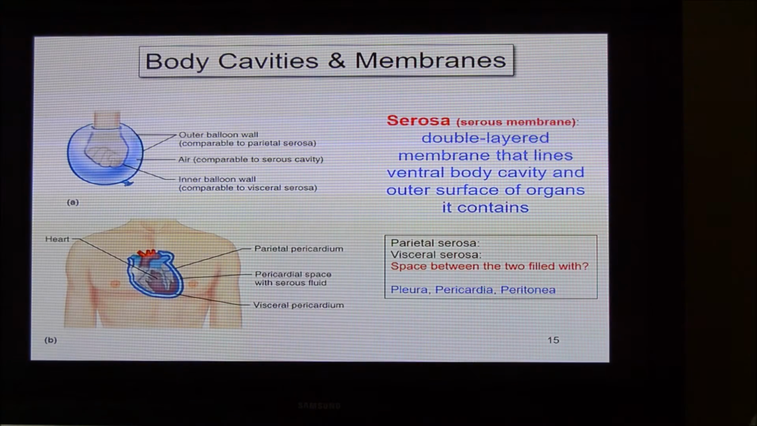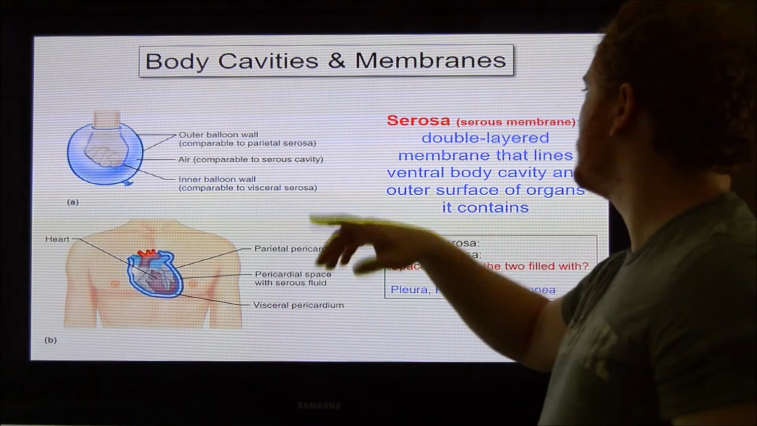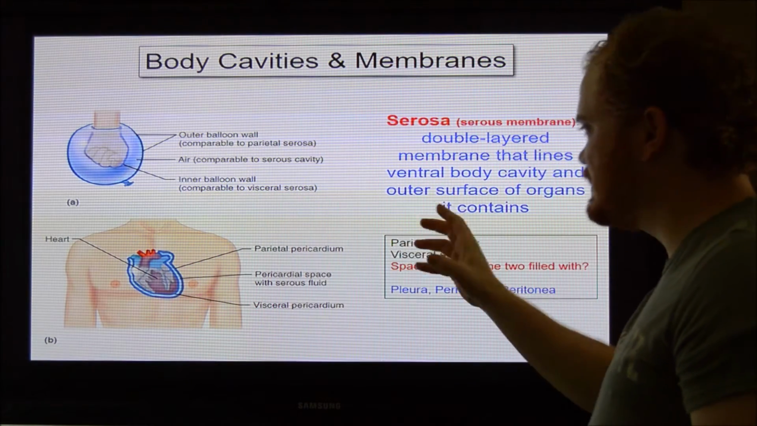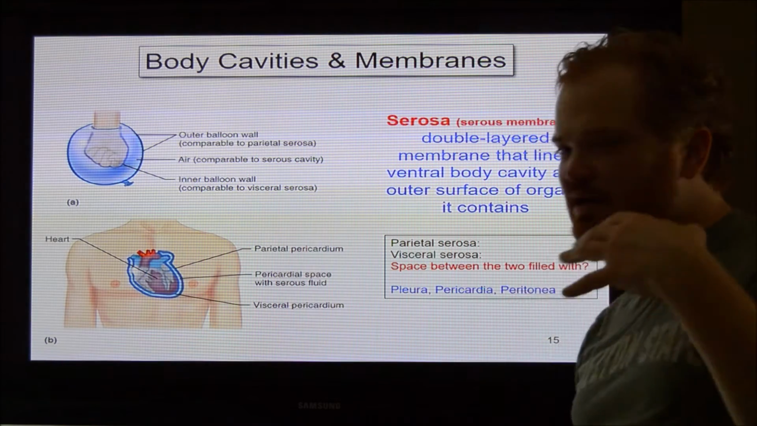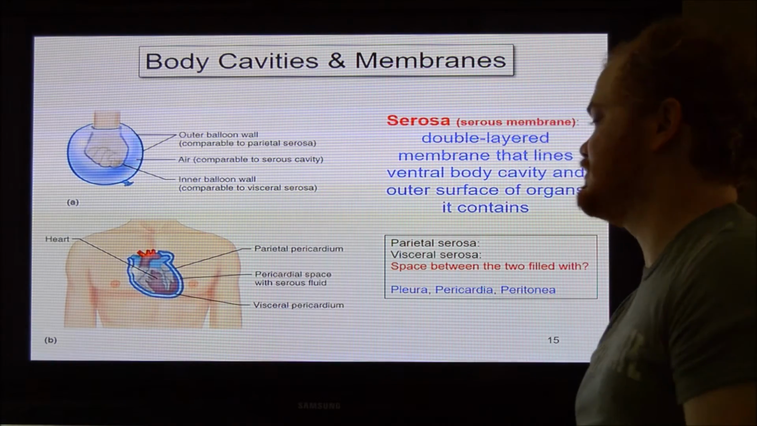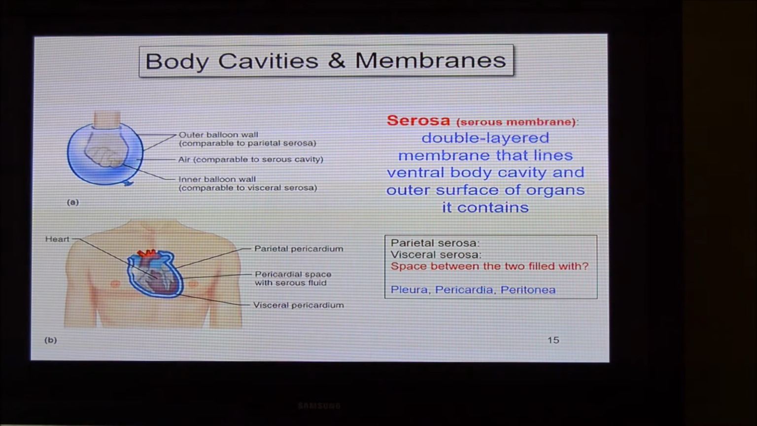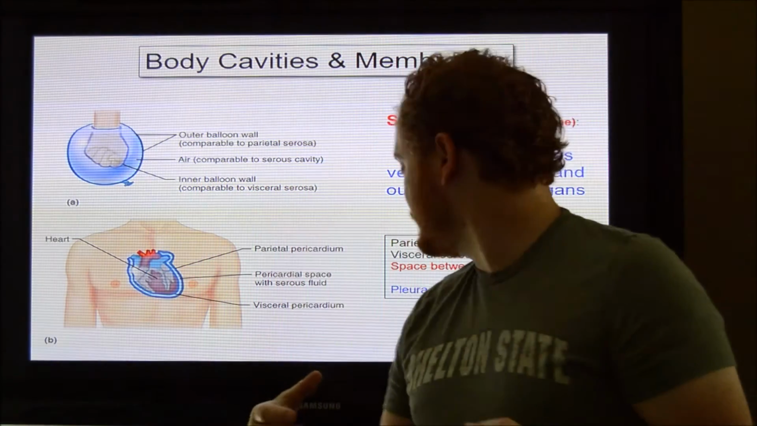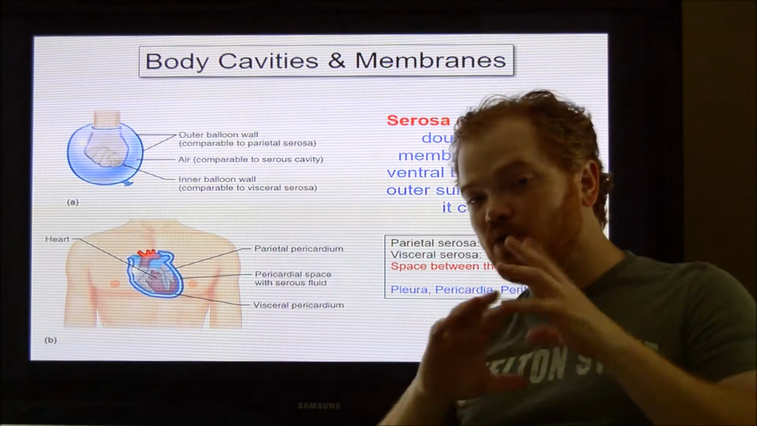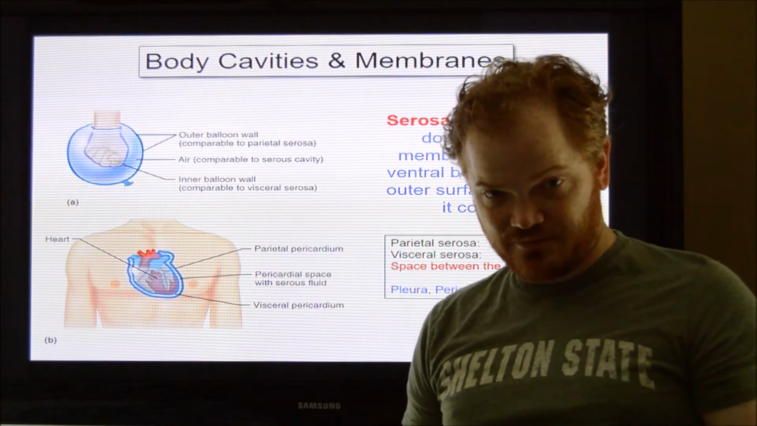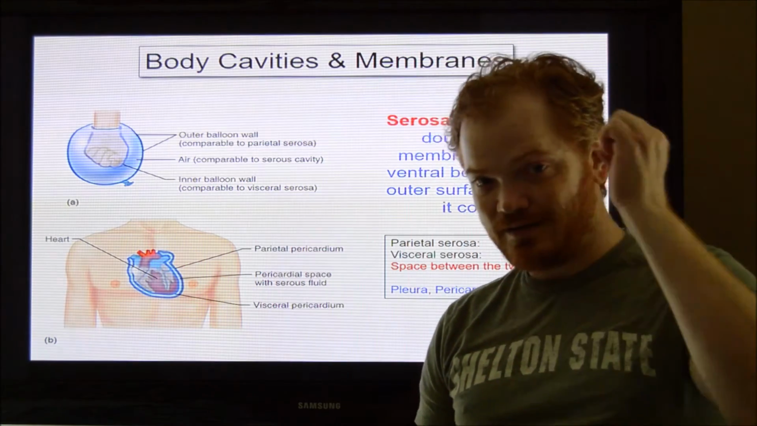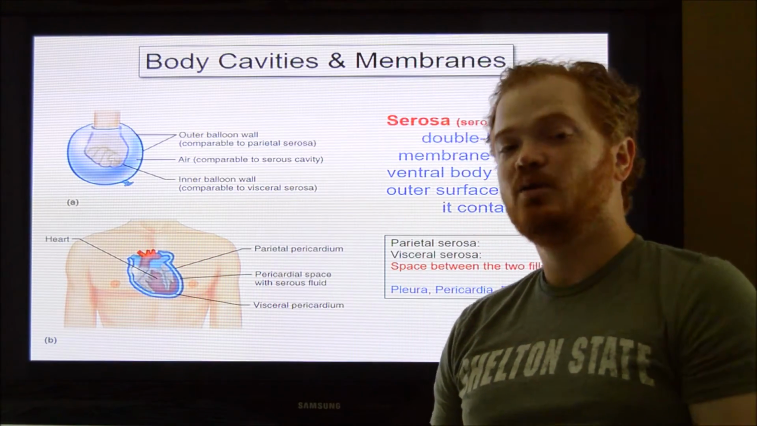Next, we need to talk about the various serosas. So the serous membranes here are very, very important for us. And people really struggle with this, so pay attention, folks. This is so important. Your organs have a double-layer serous membrane set which protects them.